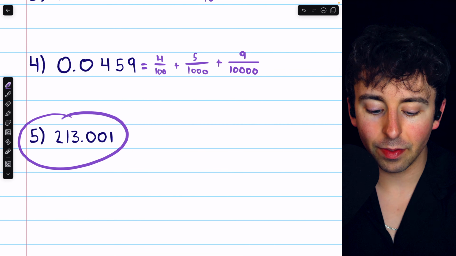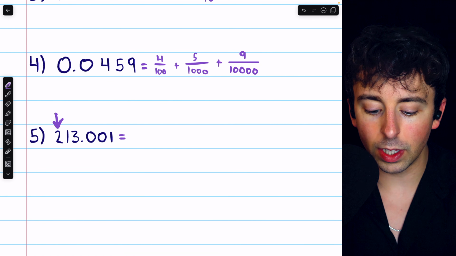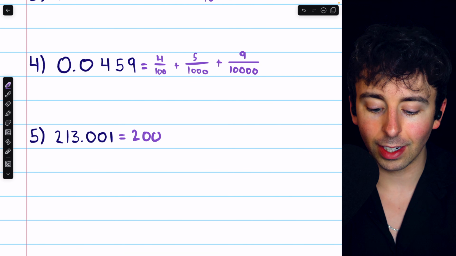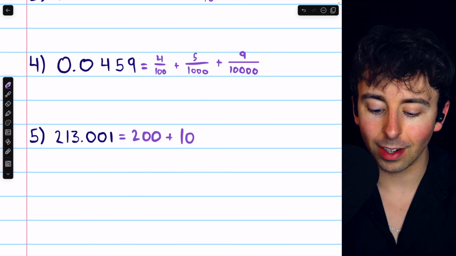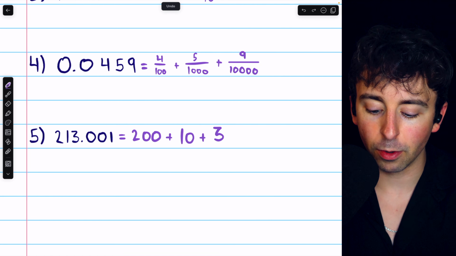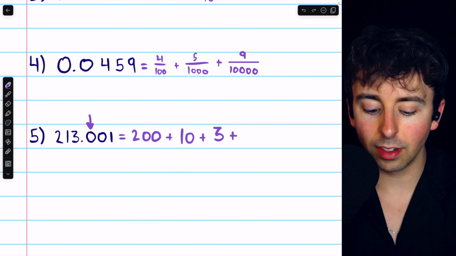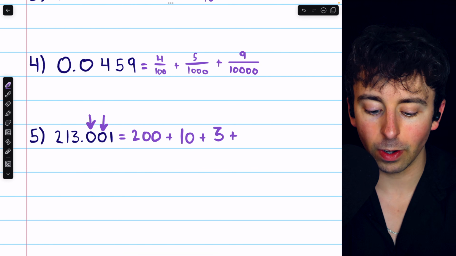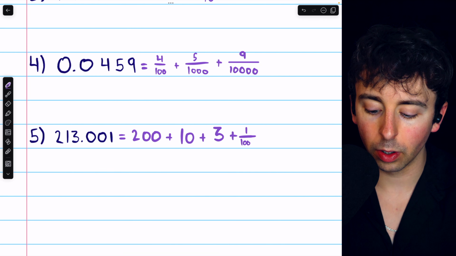Finally, problem 5, 213.001. We have a 2 in the hundreds place, so that's representing 200. We have a 1 in the tens place, so that's just representing 10. We have a 3 in the ones place, so that's just representing 3. Then, moving to the right of the decimal point, we have 0 tenths, 0 hundredths, and finally, 1 thousandth. So we write plus 1 over 1000.